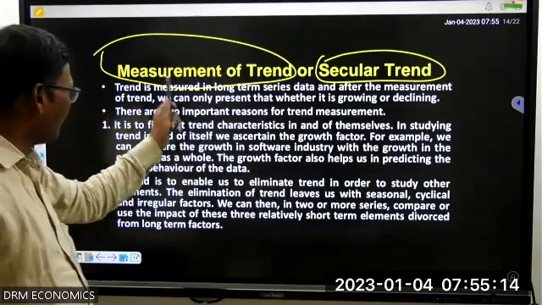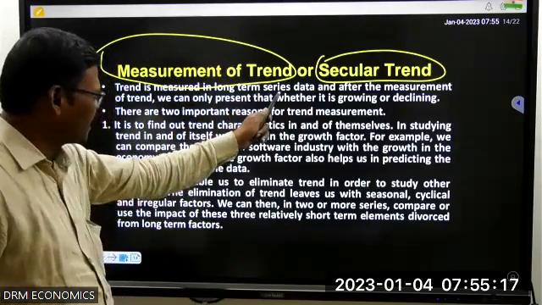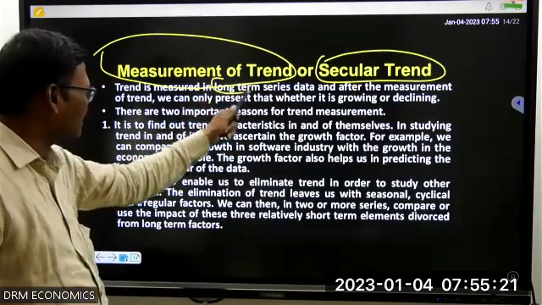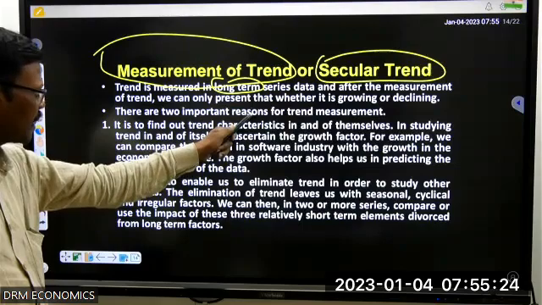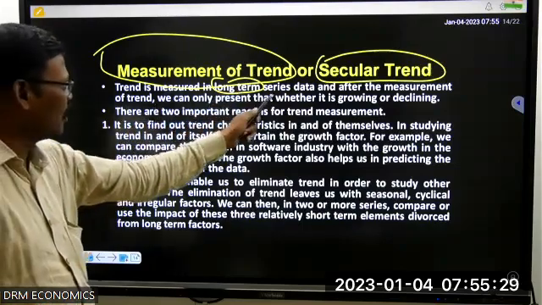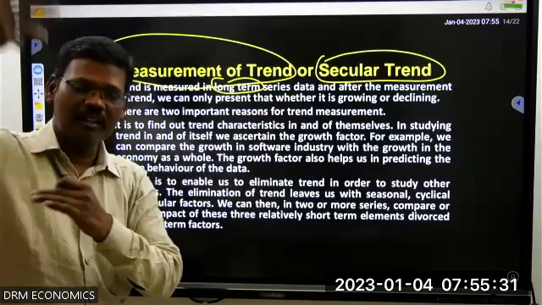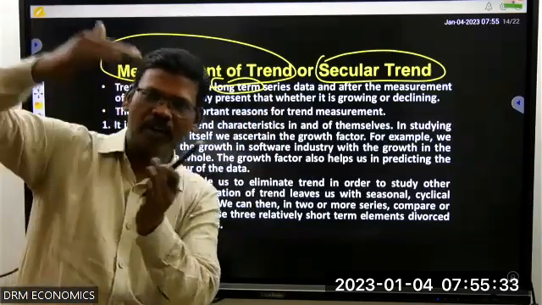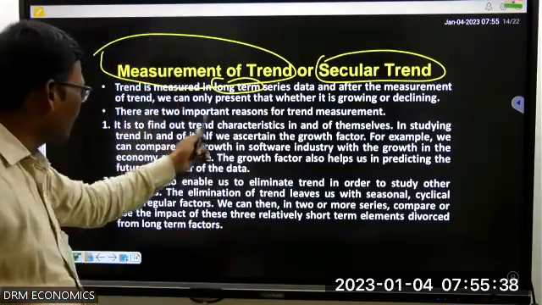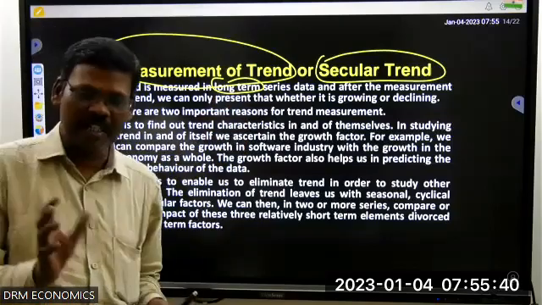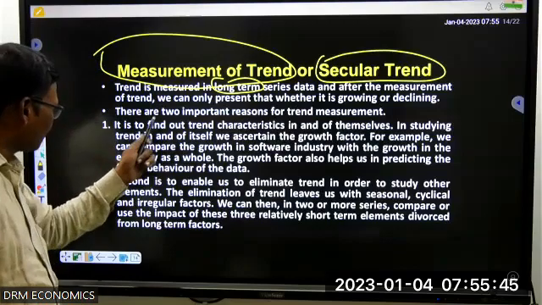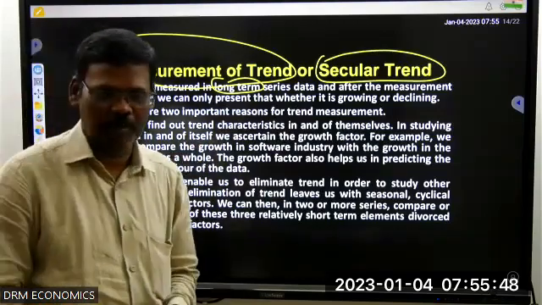Trend is measured in the long term series data. So trend, secular trend, nothing but long term. Already I told you, long term series data, and after the measurement of trend we can only present whether it is growing or declining, whether it is going upward or downward. There are 2 important reasons for the trend measure. Why are we measuring the secular trend? That is to find out the trend characteristics first of all.